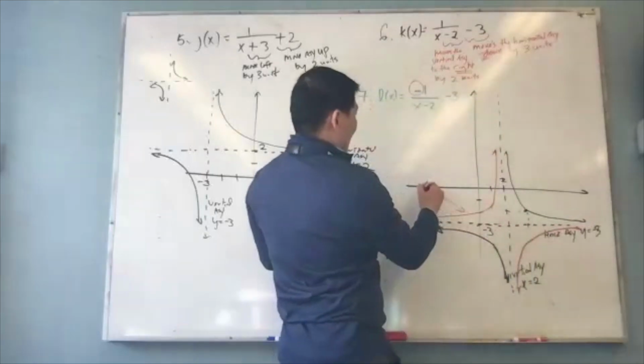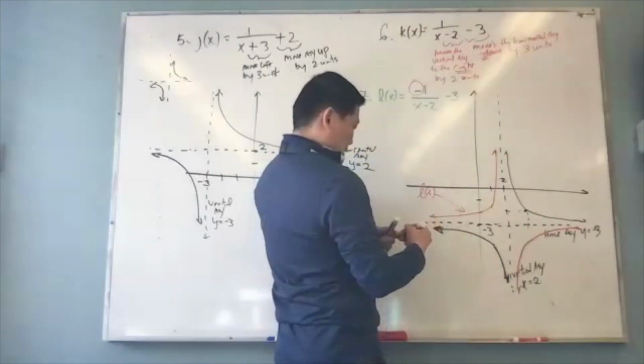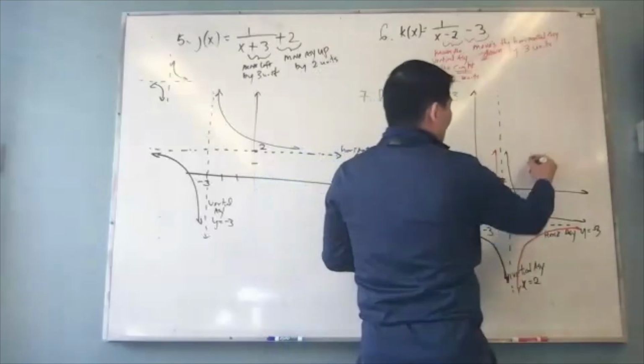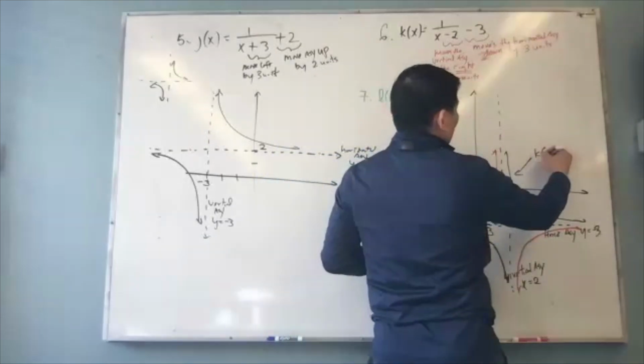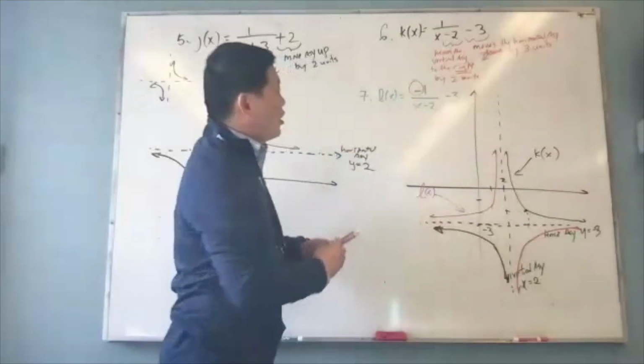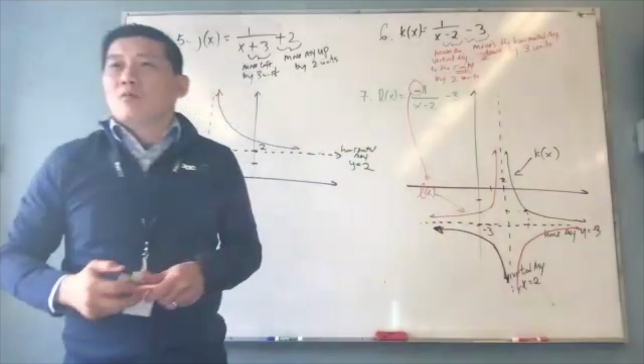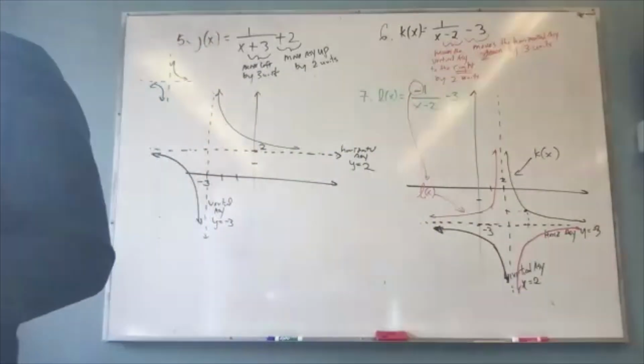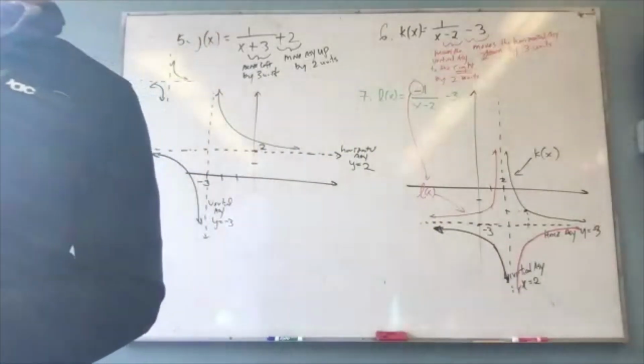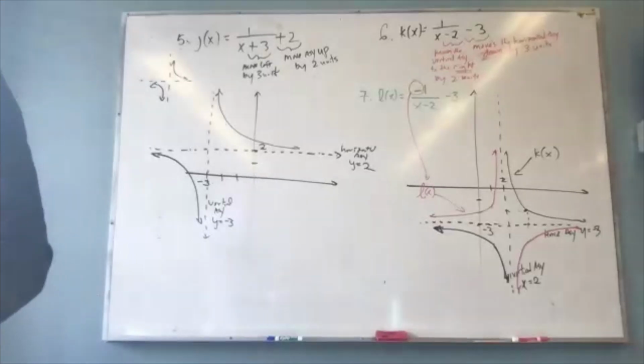This one is L of x, whereas this one is K of x. And all because this -1 flipped it around, creates the reflection.